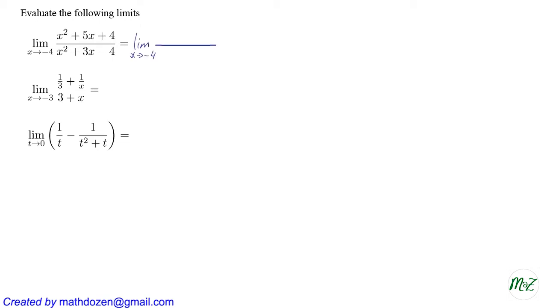The work, in this case, amounts to factoring and hopefully cancelling some common terms that cause trouble. So if we factor the expression in the numerator, we're going to have x plus 4 times x plus 1. If we factor the denominator, we're going to have x plus 4 times x minus 1. So now we see that x plus 4 cancels out in the numerator and denominator, and we're left with the limit as x approaches -4 of x plus 1 over x minus 1.